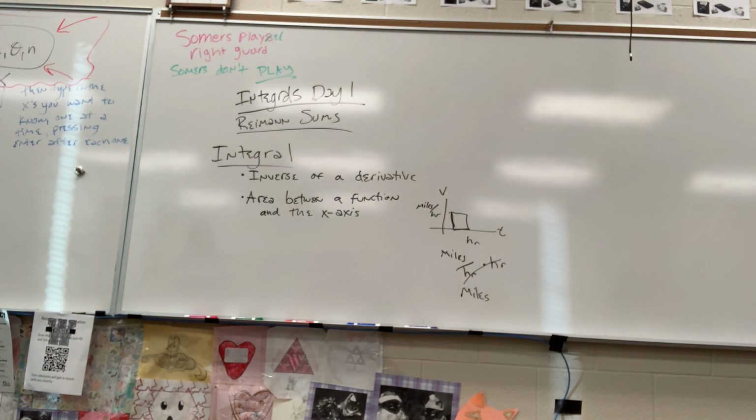So what's happening when I find the area between a function and the x-axis is it's taking me from velocity back to position. Taking me from F prime back to F. Any questions so far? Yes.